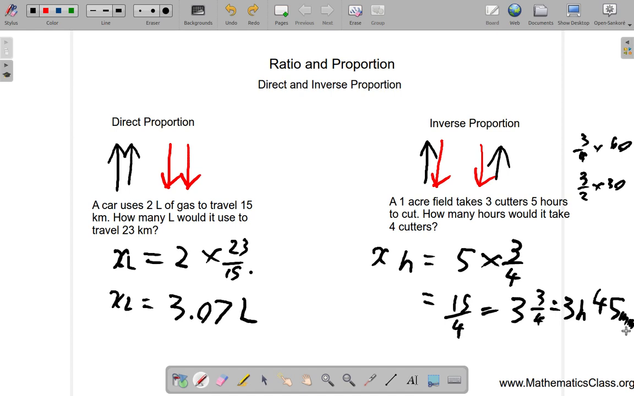So the inverse proportion, this is one case. We're dealing with inverse proportion, right? So these are just a few examples of direct and inverse proportion.